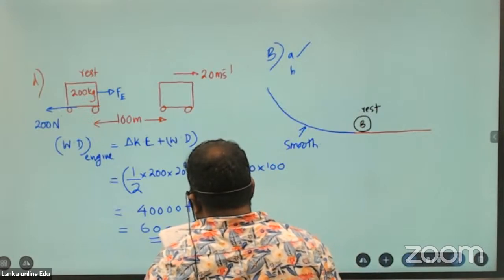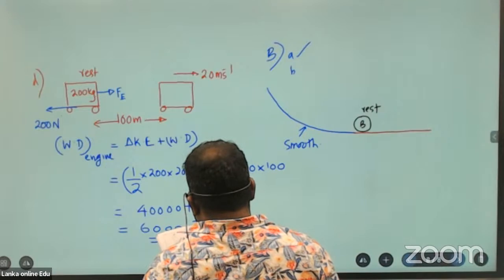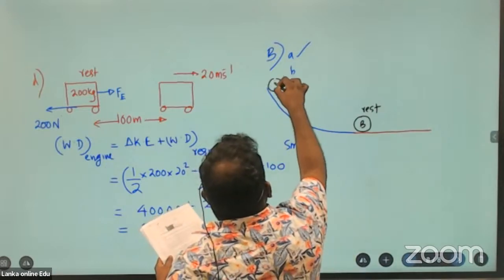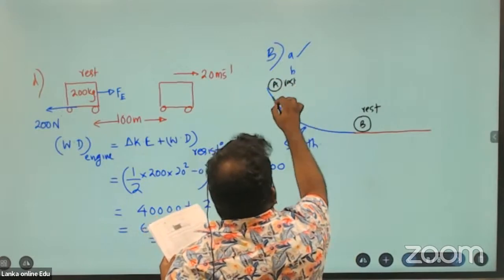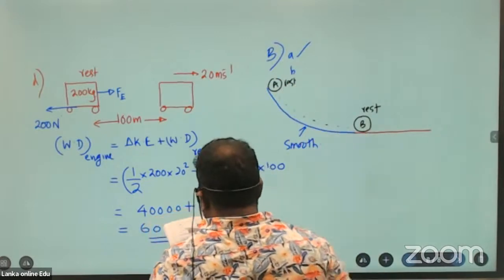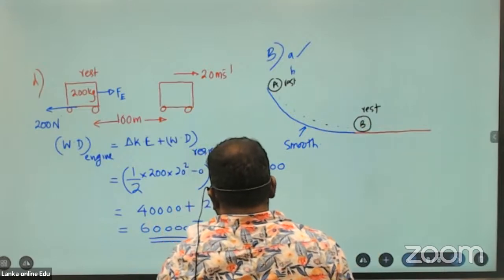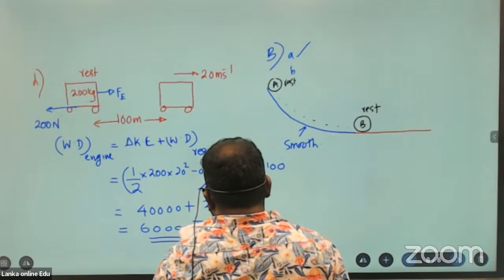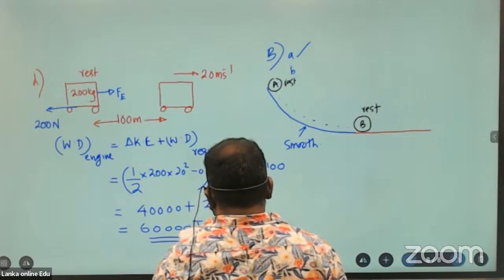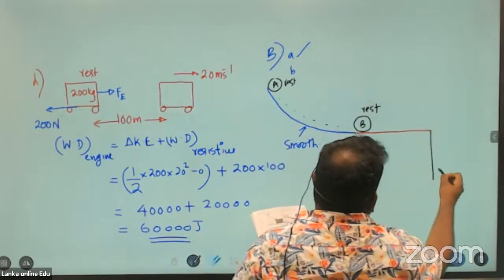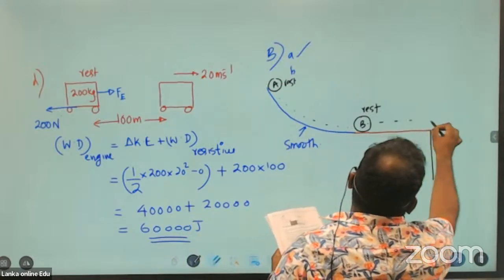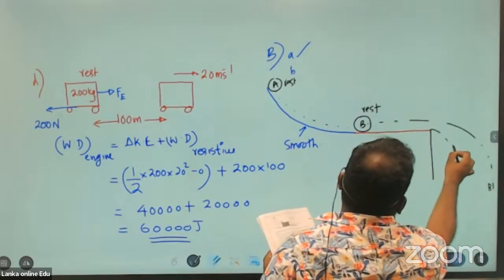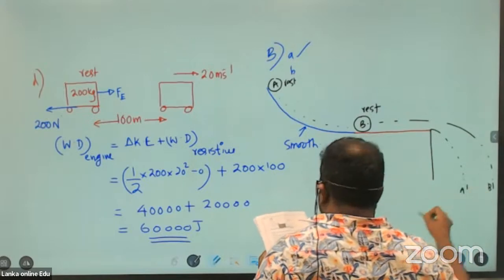Mass A is released from rest. It will travel and collide with B. The two masses move along the horizontal surface and fall to the ground at positions A dash and B dash. B dash will fall there, and A dash will fall closer.